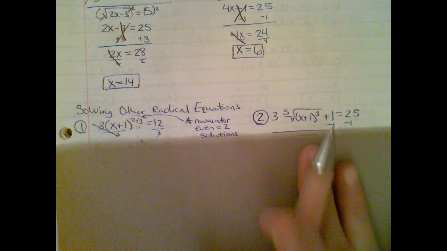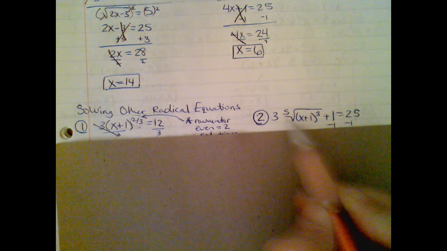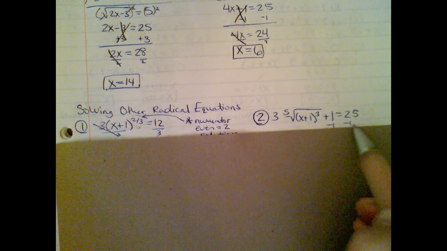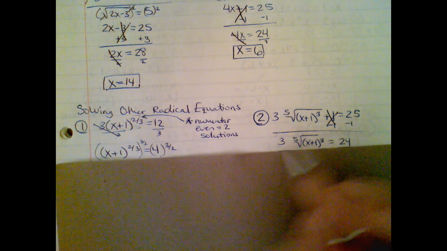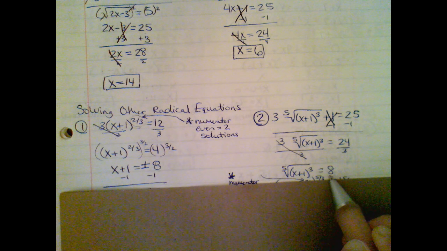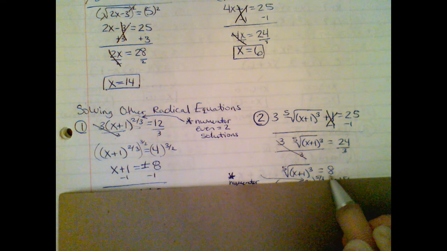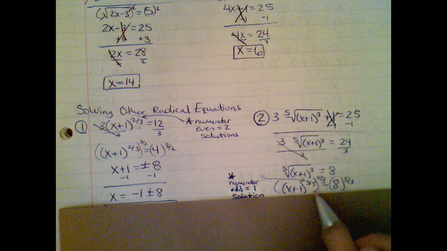Alrighty, this next one, again, we're going to want to get this radical by itself, so minus 1 on both sides, and then we get 24. Divide both sides by 3, so those cancel out, we get 8. And then I would switch this one to exponential form, so I have x plus 1 to the 3/5 power.